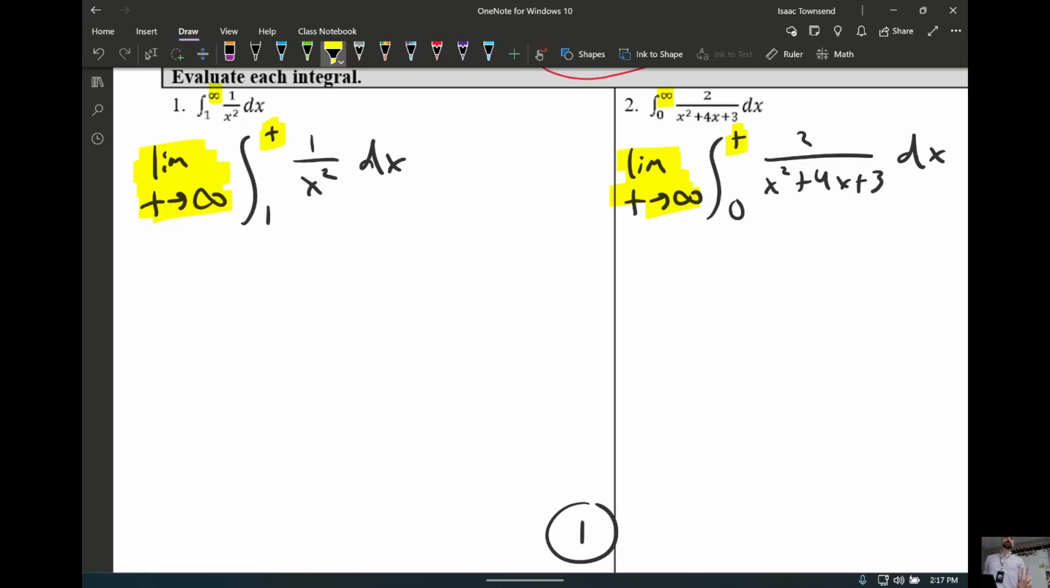Everybody okay with how I set those 2 up? Okay, I'd like you to go back to question 1. Now actually integrate it. Plug in t, plug in 1, do that fundamental theorem of calculus, and then try to do the limit at the end. So try to come up with an answer of 1 for question 1.